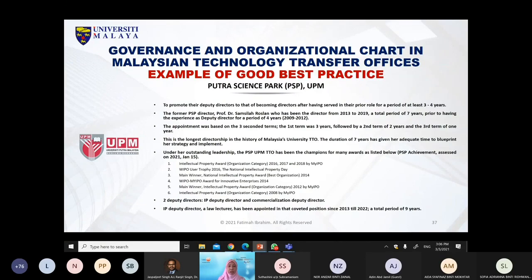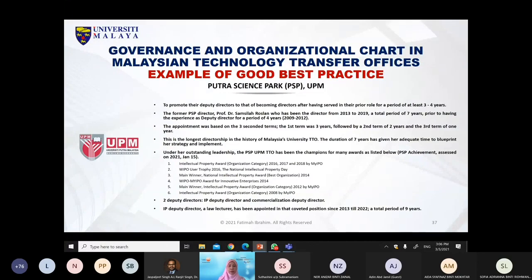Under her outstanding leadership, PSP UPM TTO has been champion for many awards as listed below. You can see they got a series of awards, including the Intellectual Property Award in the organization category consecutively from 2016 to 2018. And they have 2 deputy directors.